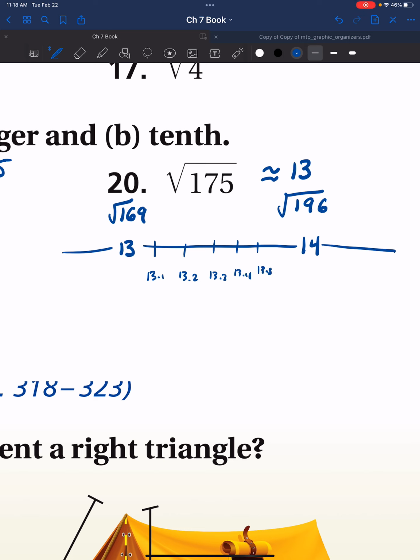13.2. What is 13.2 squared? 174.24. And then what's 13.3 squared? 176.8. Ooh, that's way farther away from 175 than what we just got, right? So I'd say it's approximately 13.2.